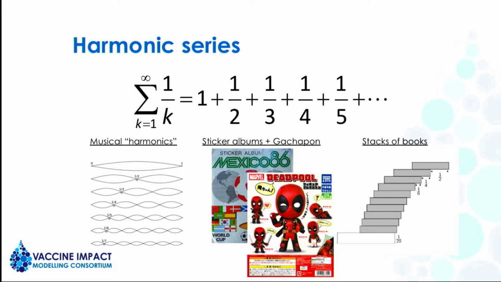I hit the same pain recently with my 8-year-old who wanted a non-age appropriate capsule toy of Deadpool, where again you get a random toy every time you buy. Okay? The harmonic series is a way of calculating effectively how many stickers and how many capsule toys you have to buy, should the manufacturers be fair in the proportions of the different toys or stickers in the collection. It also is useful in terms of describing musical harmonics and apparently stacks of books. Do you know the stacks of books example?